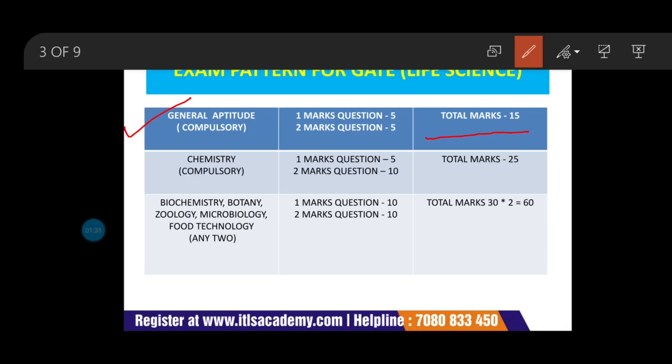The second portion is chemistry, and this portion is also compulsory. From this portion you will get 5 questions bearing 1 mark and 10 questions bearing 2 marks. So from that portion you will get a total of 25 marks.